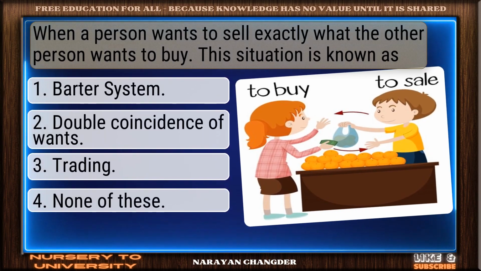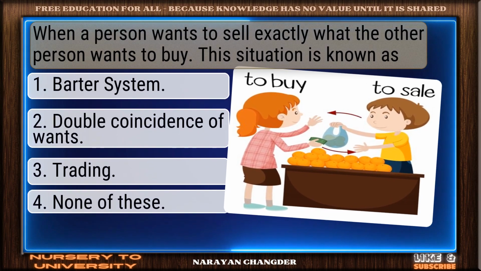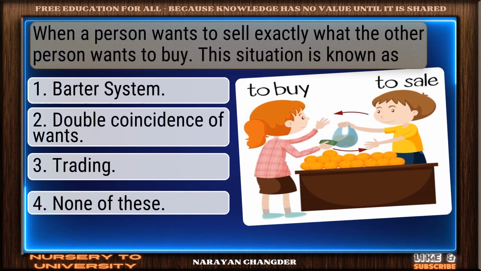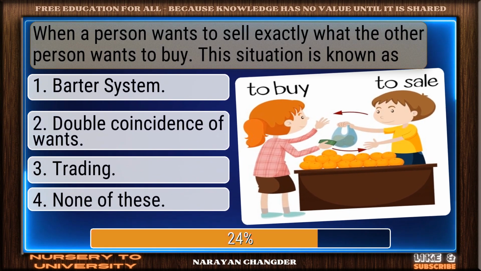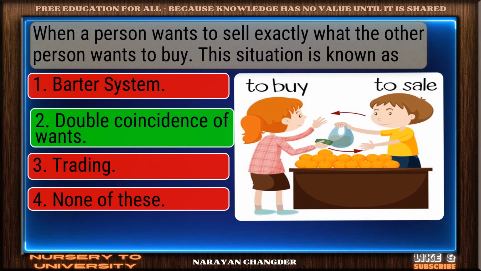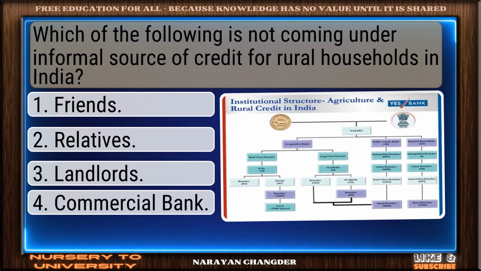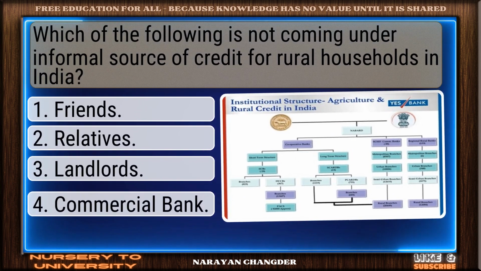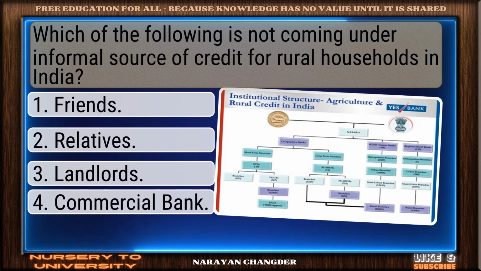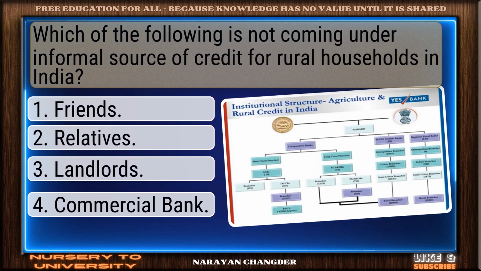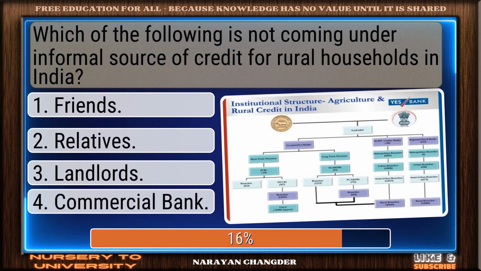When a person wants to sell exactly what the other person wants to buy, this situation is known as dash. Right again. Double coincidence of wants is valid. Which of the following is not coming under informal source of credit for rural households in India? 1.